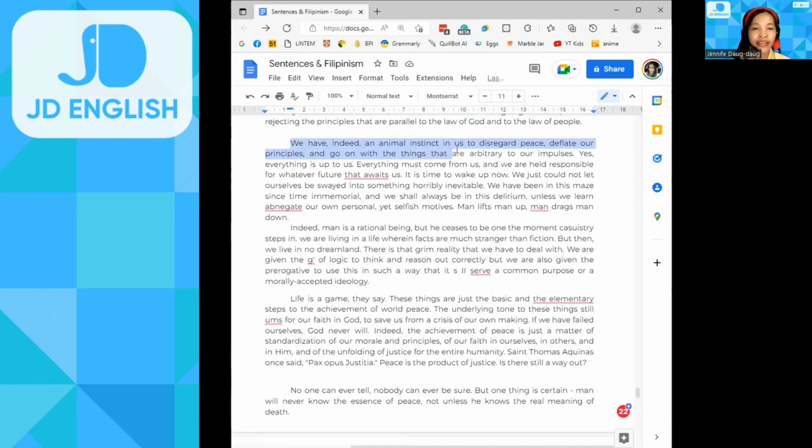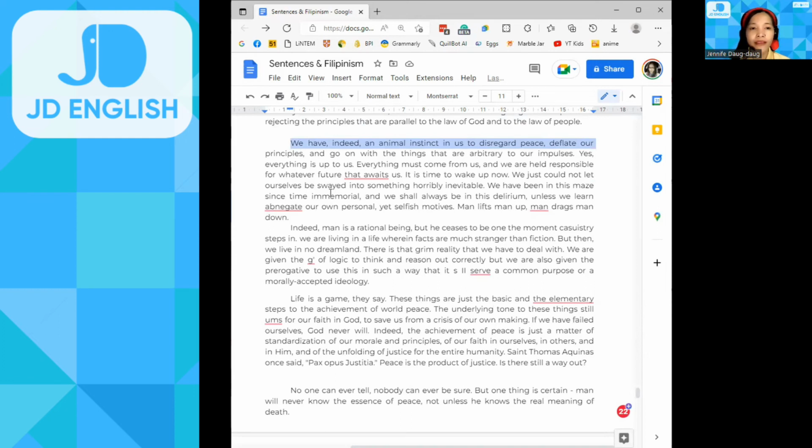We have indeed an animal instinct in us to disregard peace, deflate our principles, and go on with the things that are arbitrary to our impulses. Yes, everything is up to us. Everything must come from us, and we are held responsible for whatever future awaits us. It is time to wake up now. We just could not let ourselves be swayed into something horribly inevitable.